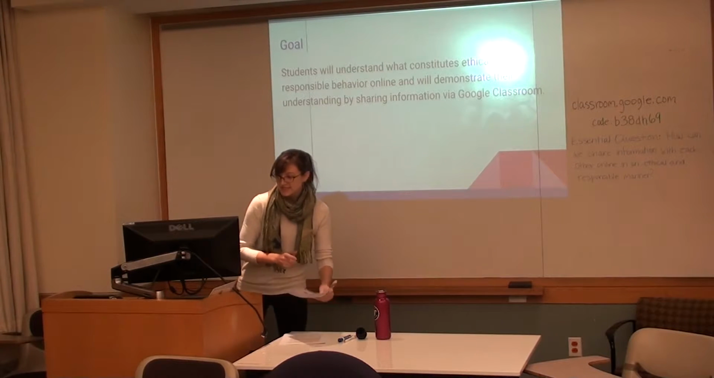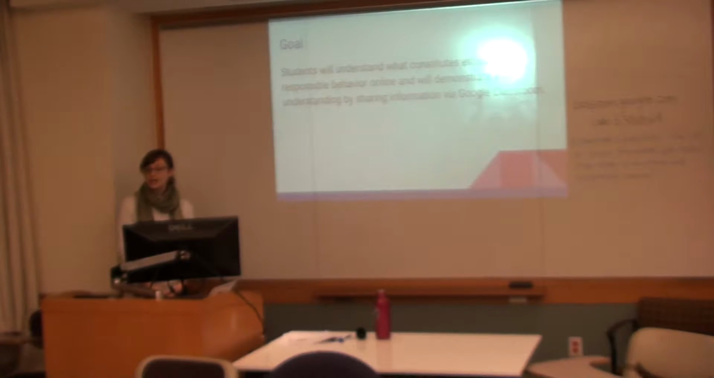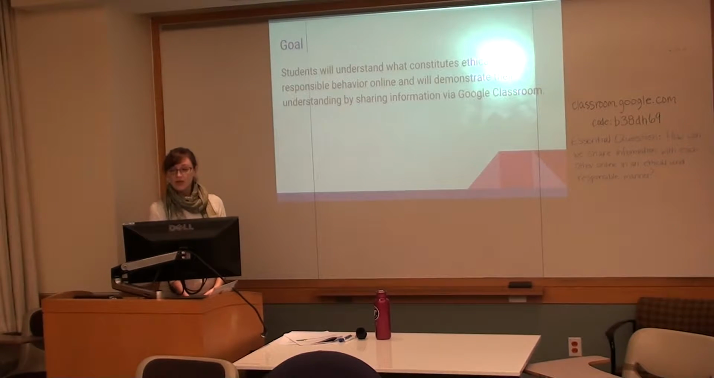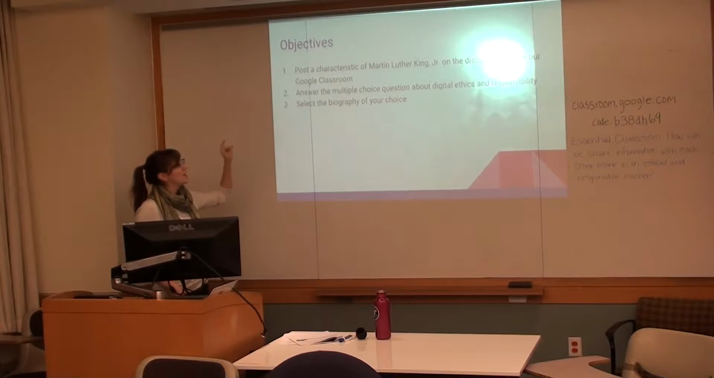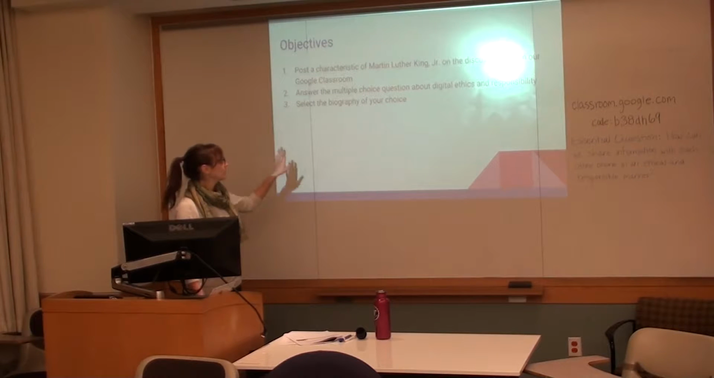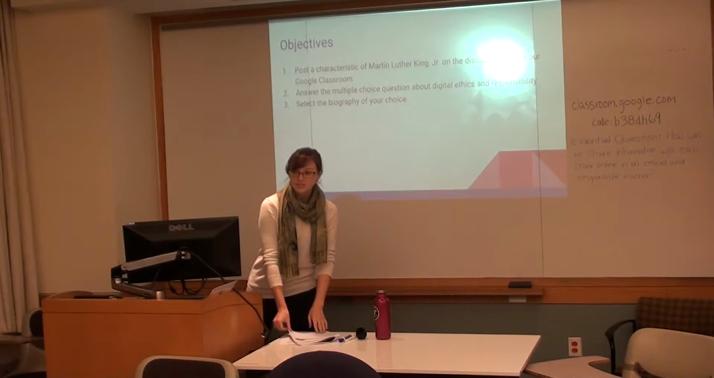First, the goal for today is that you will all understand what constitutes ethical and responsible behavior online, and hopefully we'll begin to demonstrate your understanding by sharing information on Google Classroom. What we will accomplish by the end of class is these three things. You will post on Google Classroom a characteristic of Martin Luther King Jr. on the discussion post. You will answer a multiple choice question about digital ethics and responsibility. And then again, we will wrap up with selecting the biography of your choice. Any questions so far?